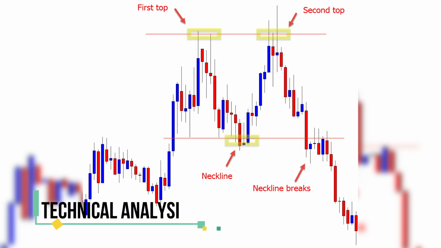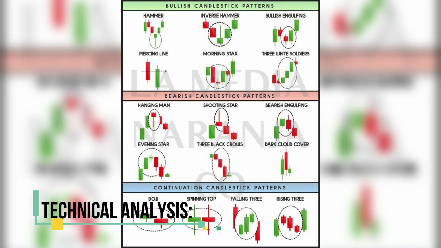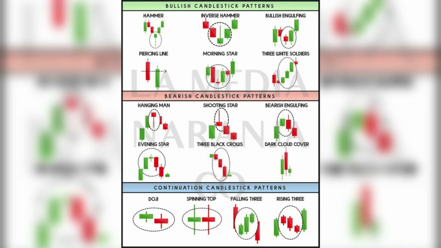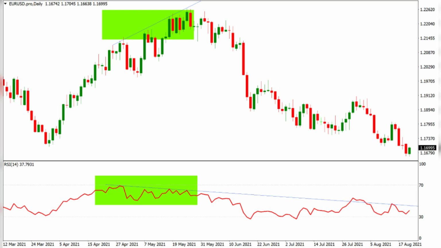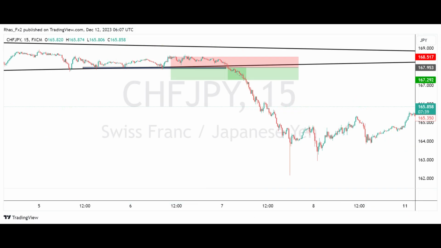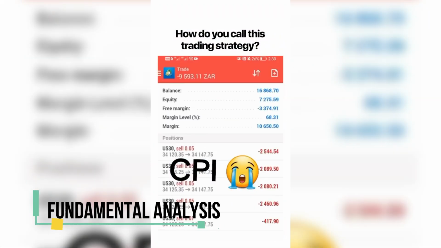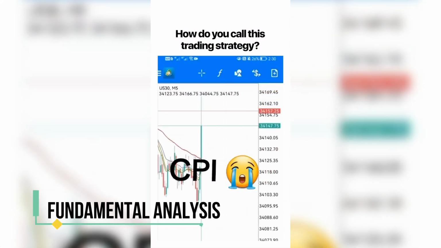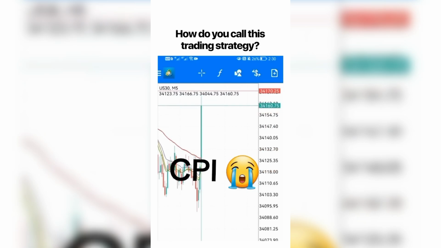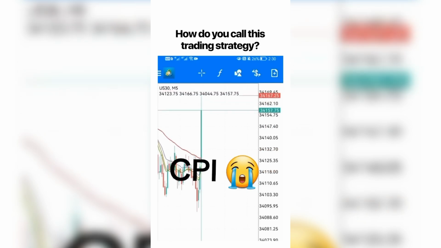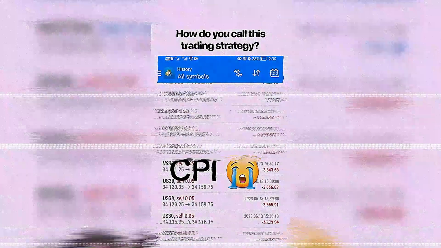Use chart patterns, candlestick formations, and technical indicators like moving averages and RSI to identify potential entry points. Example: entering a trade when the price breaks above a resistance level with high trading volume. Keep an eye on economic indicators, news events, and central bank policies that can impact currency pairs. Example: buying a currency when a country's interest rates are expected to rise.